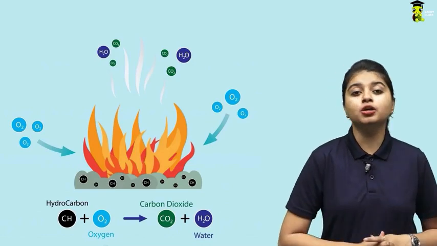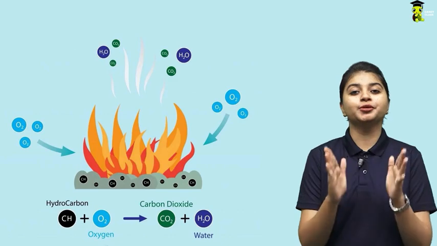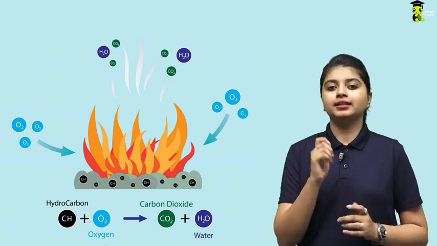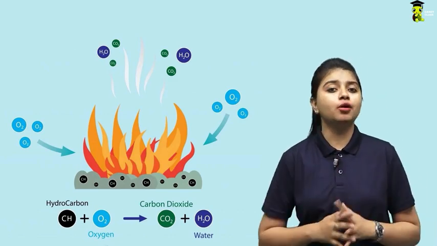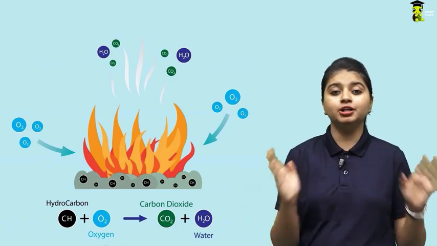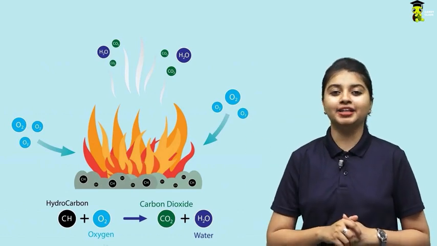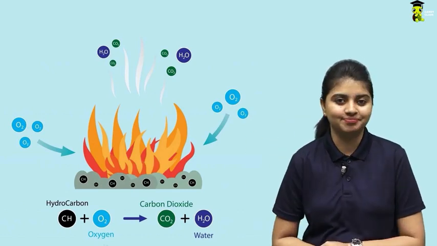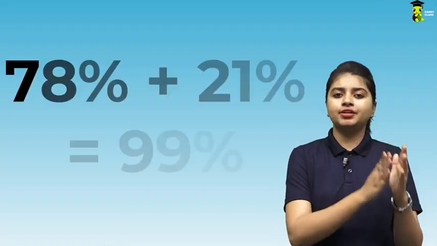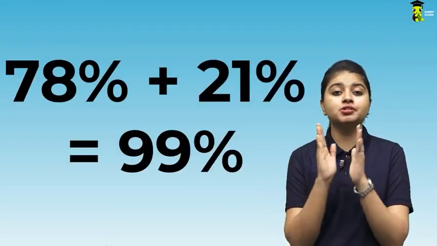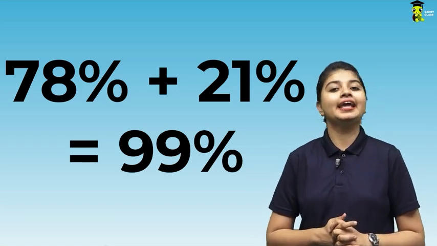Other than that, in the combustion process, the burning of a particular substance, oxygen behaves as a supporter of combustion, right? That means without oxygen, we are not able to burn any substance. It is the essential element for burning anything. So we have learned that oxygen is required for respiration, and we also need it for the combustion process.